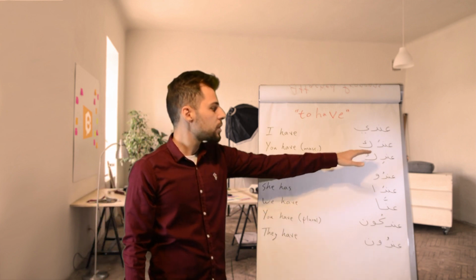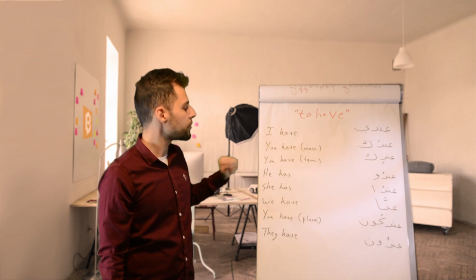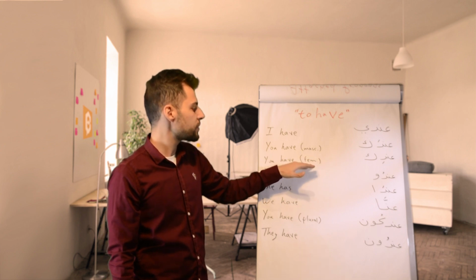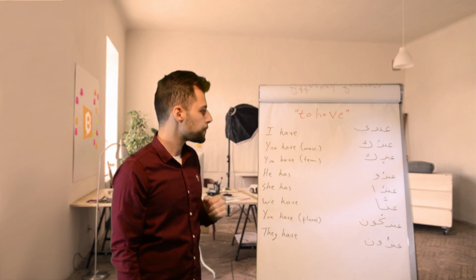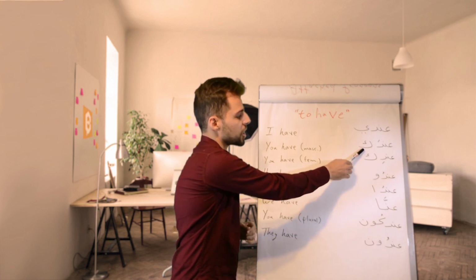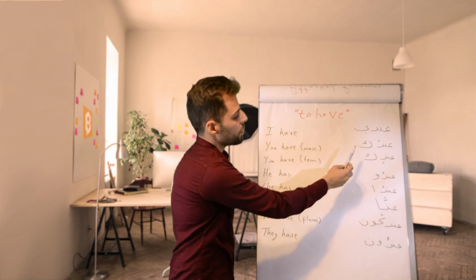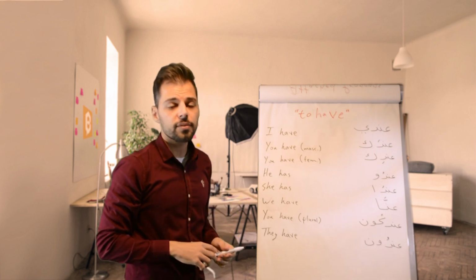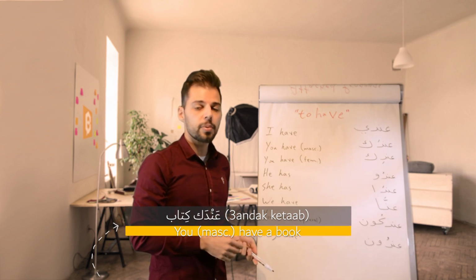Second, we have عندك and عندك. They both mean you have, but one is for the masculine you and the other is for the feminine you. Of course, they are both for singular words. عندك, it's عند and we add the attached pronoun kaf with the sound fatha before the kaf. So it's عندك, you have. For example, you have a book, it's عندك كتاب.